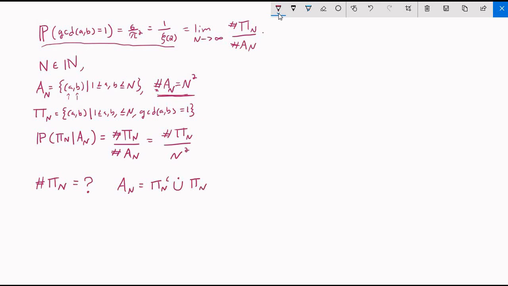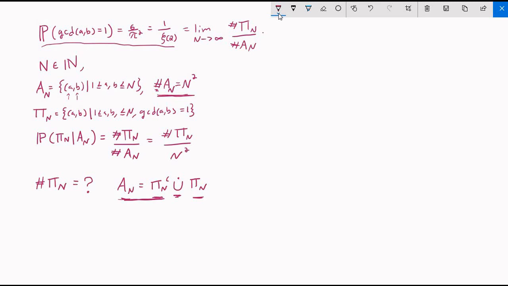So this dot above the union means that it's a disjoint union. Perhaps it might be easier if we can determine the cardinality of this set, because if we have the cardinality of A sub n and the complement of pi sub n, we can then determine the cardinality of pi sub n. Let's think about what this means. Pi sub n is the collection of all pairs of integers that do not share any common divisors. So pi sub n complement should be all of those pairs of integers which do share some common divisor.